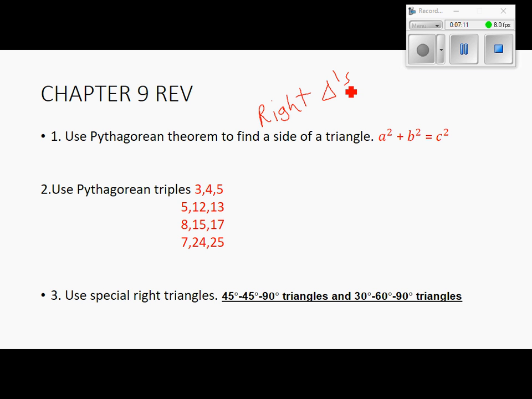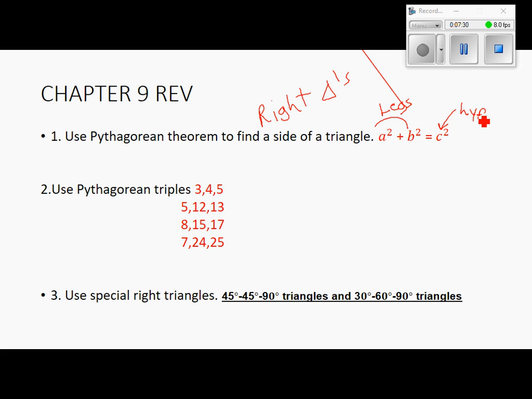Remember with Pythagorean's theorem, these two, a and b, are the legs. Label your triangle leg or hypotenuse, those are legs. And the c always has to be the hypotenuse, which is the longest side. So be able to find a missing side given the two other sides.